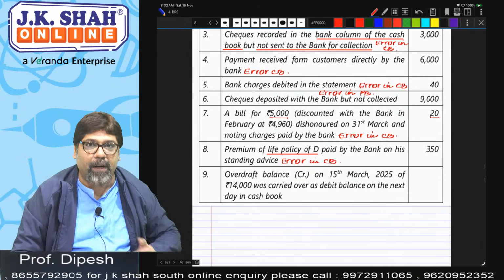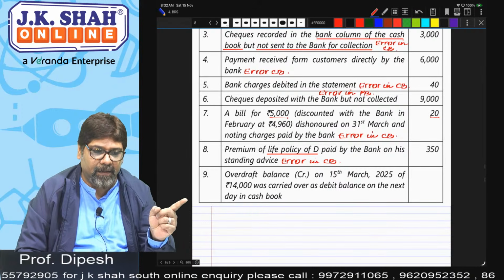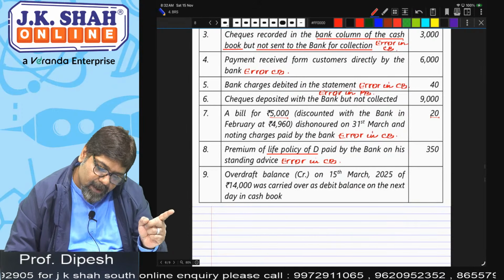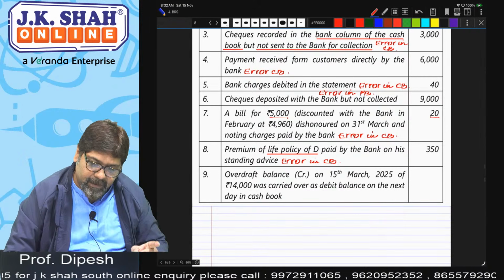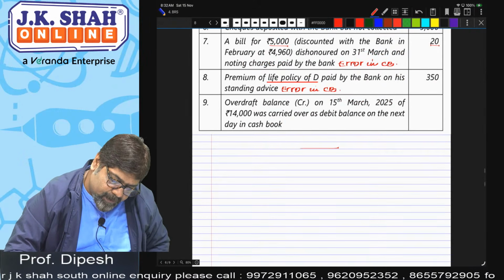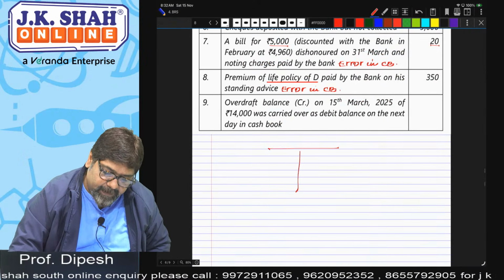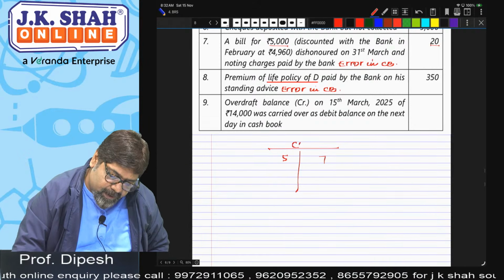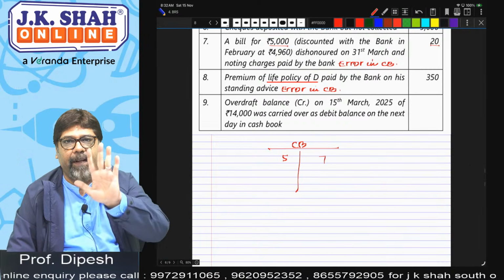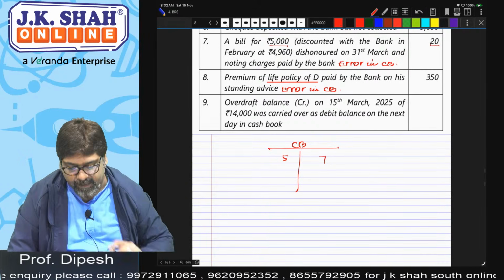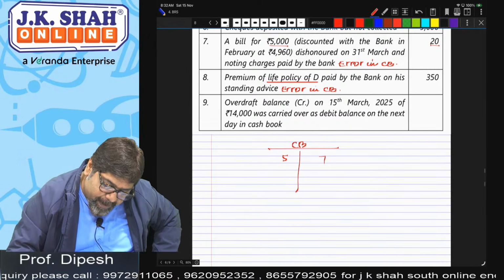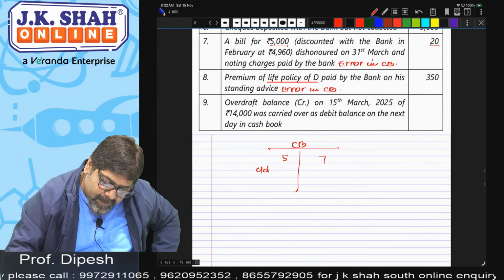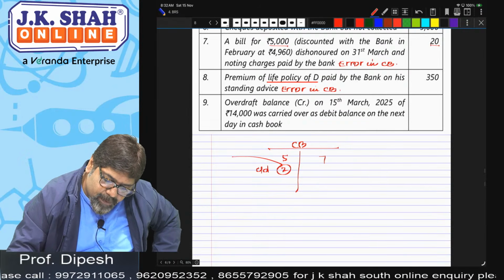Debit side, overdraft is a credit balance. Suppose this is the receipt side, 5 rupees, and the payment side is 7 rupees. This is a cash book. Receipt side 5 rupees, payment side 7 rupees. Payment is more, so you get a closing balance of 2 rupees. This is my closing overdraft.